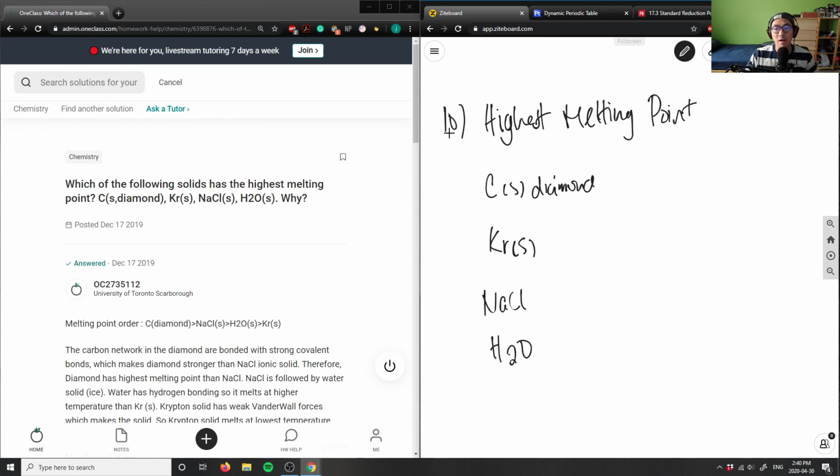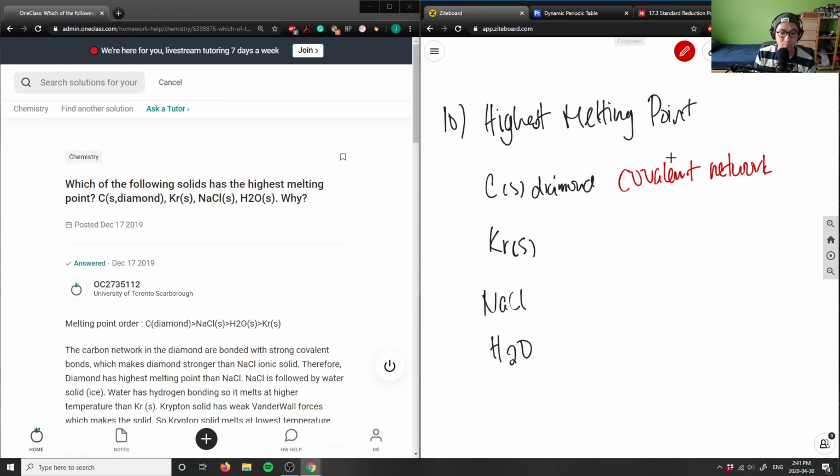Okay, so when we talk about highest melting point, we have to classify these compounds as: are they covalent? Are they ionic? Are they molecular? What are these guys here? So carbon in the form of diamond is actually a covalent network here. So it's C bonded to C bonded to C bonded to C, basically a bunch of carbons bonded to each other. So this here is a covalent network compound.